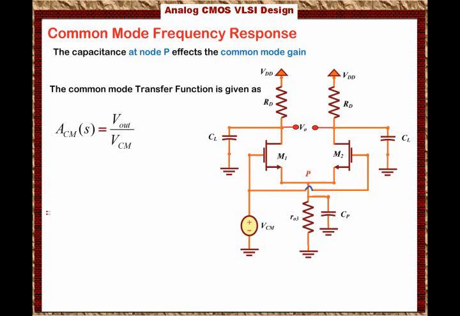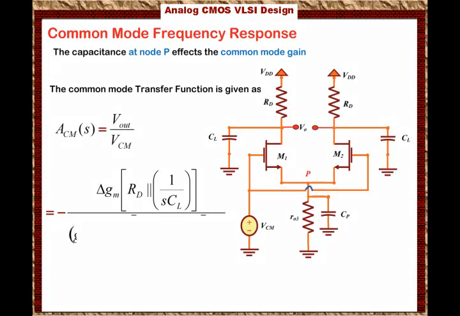So what we have is the top will be delta GM, that's the mismatch in the transconductance between M1 and M2, times RD in parallel with 1 over SCL. So this is basically the mismatch in the transconductance times the top impedance, over the sum of the transconductances, which is GM1 plus GM2, times the bottom impedance, which is RO3 in parallel with 1 over S times CP, plus 1.